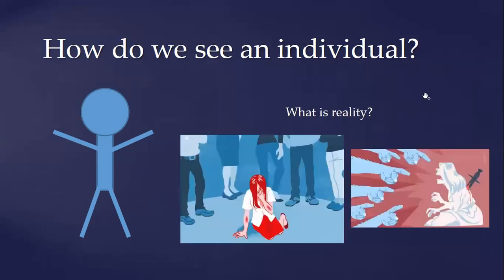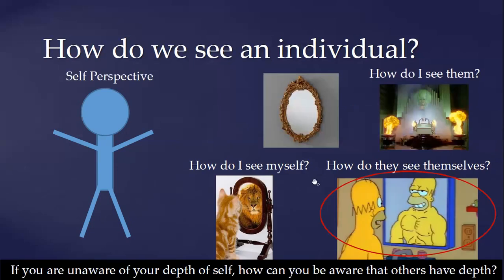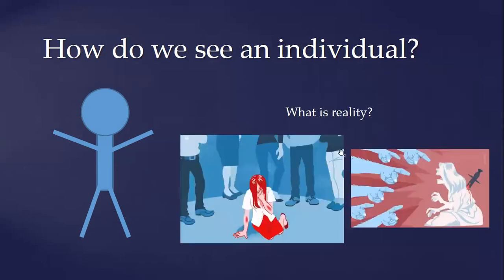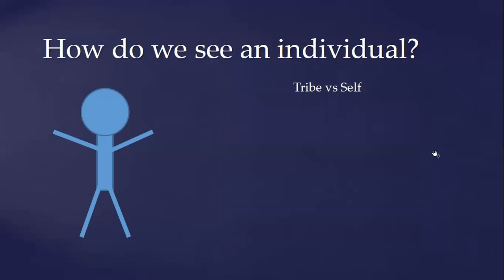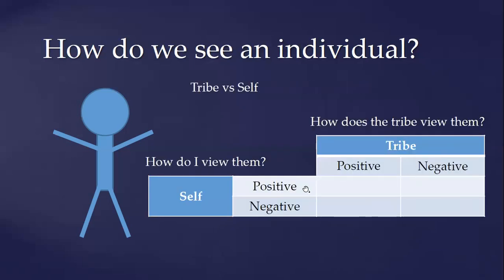Now, what is reality? What's really happening? That's the question. Because we see this person. The tribe has an opinion of them. They have an opinion of themselves. We have an opinion of them. They're somewhere on the spectrum. What's really going on? And it's all dependent on the point of view, right? Which perspective are we looking at? So here, we've got two options for the self tribe.